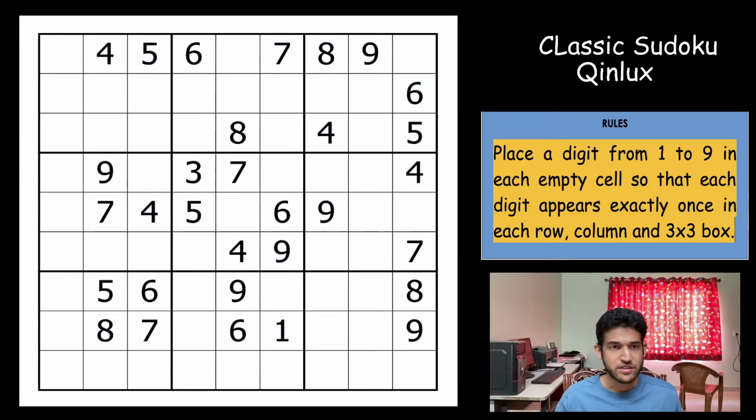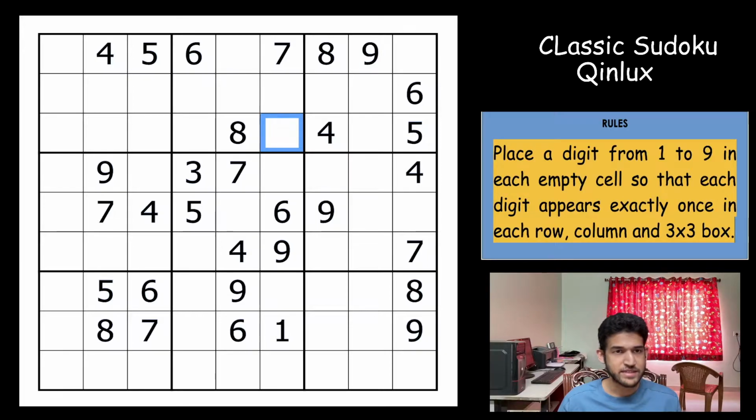Okay. The rules are standard classic rules. Each row, each column, and each 3 by 3 box has digits 1 to 9 without any repetitions. These are the rules. And with that, I'll start the Sudoku.